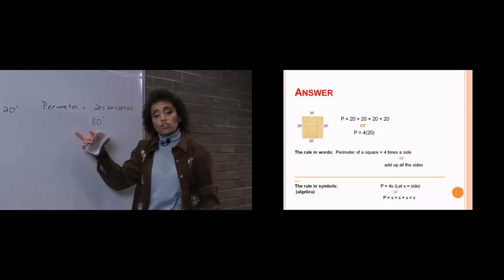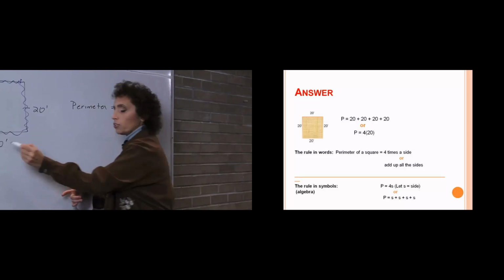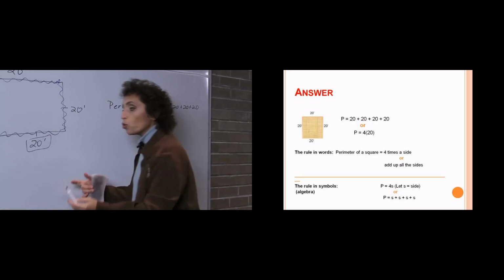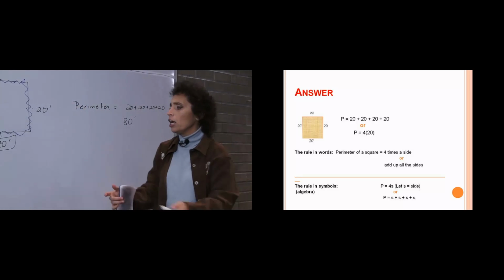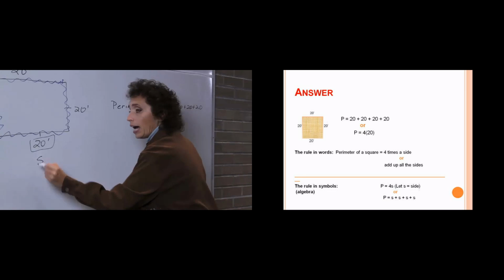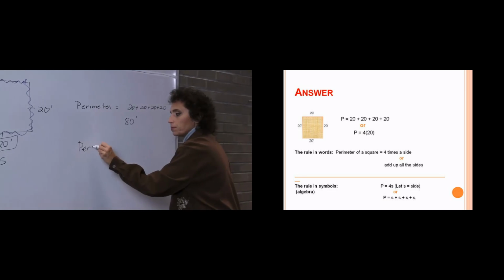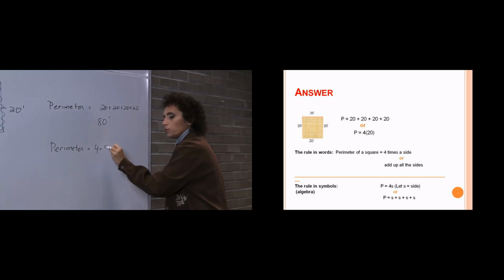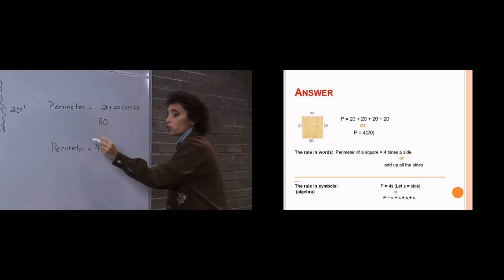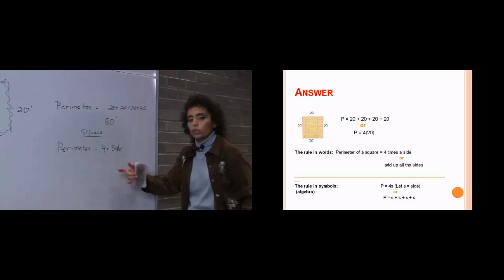However, there is a shorter way to do this. Since all of these are the same side, instead of calling this 20, we can make a rule for any square we had, whether the side is 20 or 25 or 50. We can call this side S. And what we could do is say that our perimeter is 4 times the side. And this is for a square only. This works in a square because all the sides are the same.